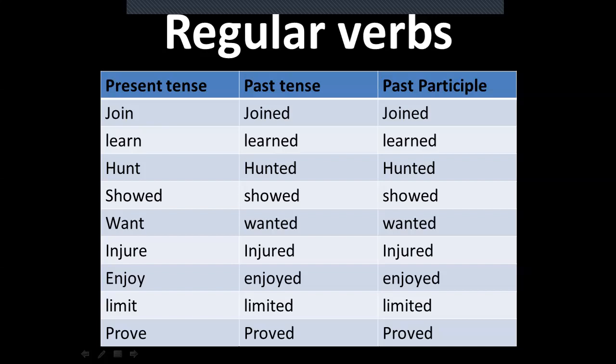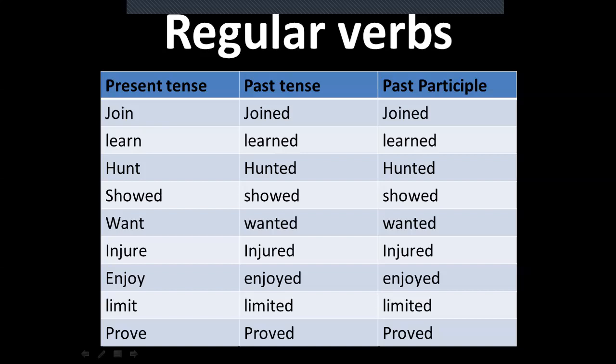These are called regular verbs. Why? Because we are adding ed to the present tense, and we are making the past tense and past participle. Learn, learned, learned. Hunt, just add ed and you are making the past tense and the past participle.